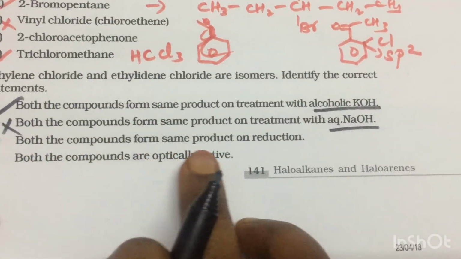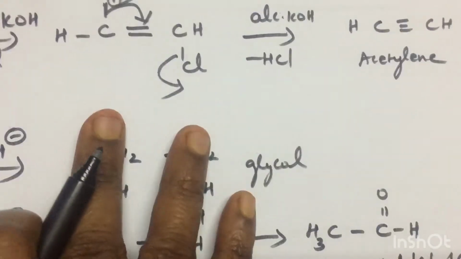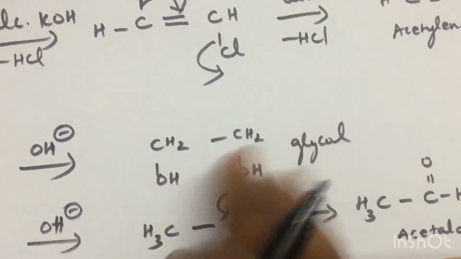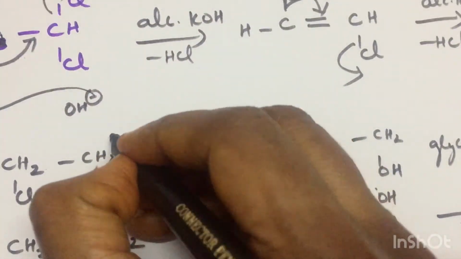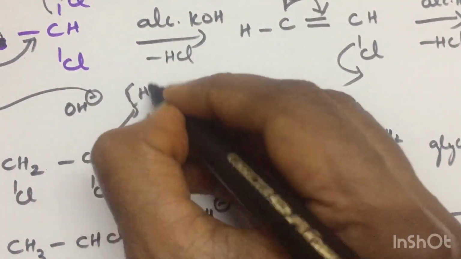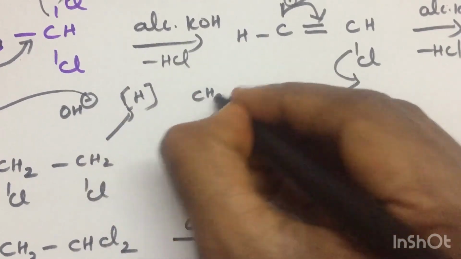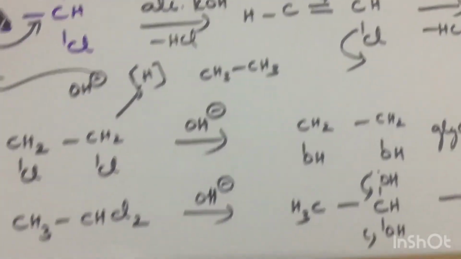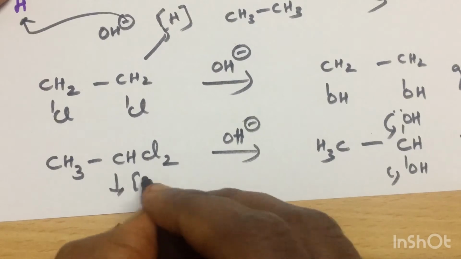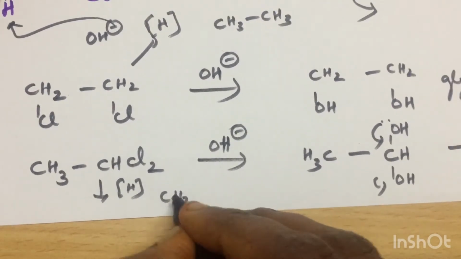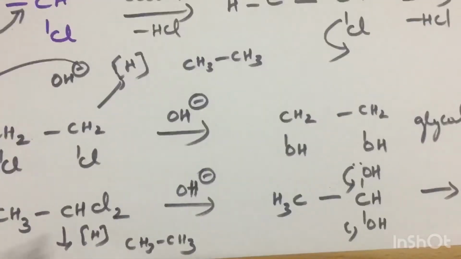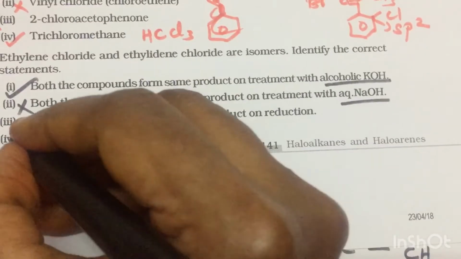Both the compounds form same product on reduction. Yes. So what will happen? So this is ethylene chloride. When you reduce you will get ethane. The same way when you reduce here you will get ethane. So you are getting the same product.